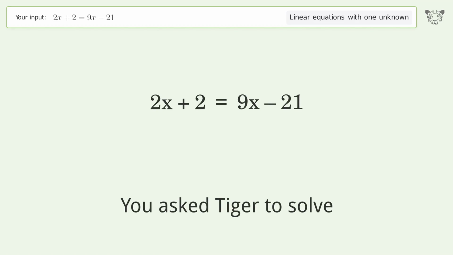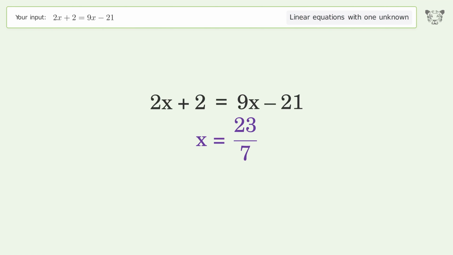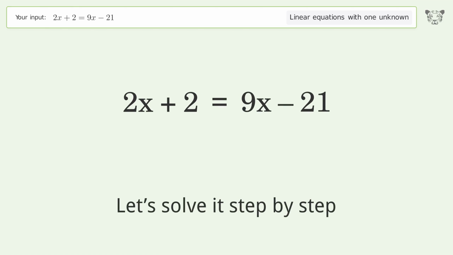You ask Tiger to solve this. This deals with linear equations with one unknown. The final result is x equals 23/7. Let's solve it step by step.